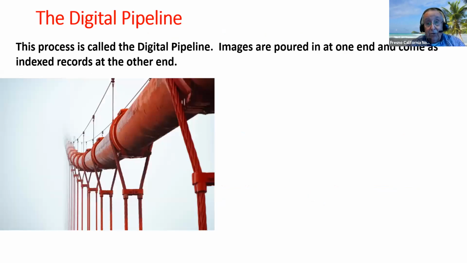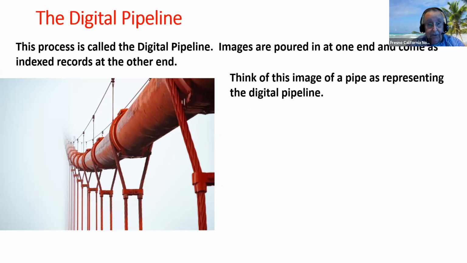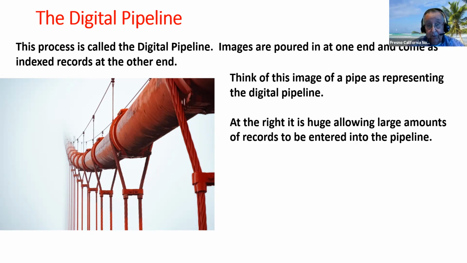So FamilySearch talks about the pipeline. This is the term they use for the process of getting a record that's in some archive into our hands so that we can use it in the tree. And so this process is called a digital pipeline. I found a picture of a pipeline that is kind of an optical illusion because the pipe doesn't really get smaller, but in the picture it looks like it does. And that's great because that's the analogy that we want to use.